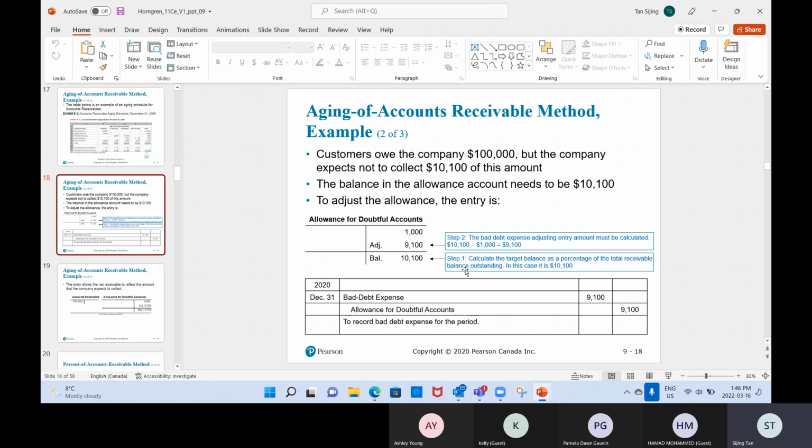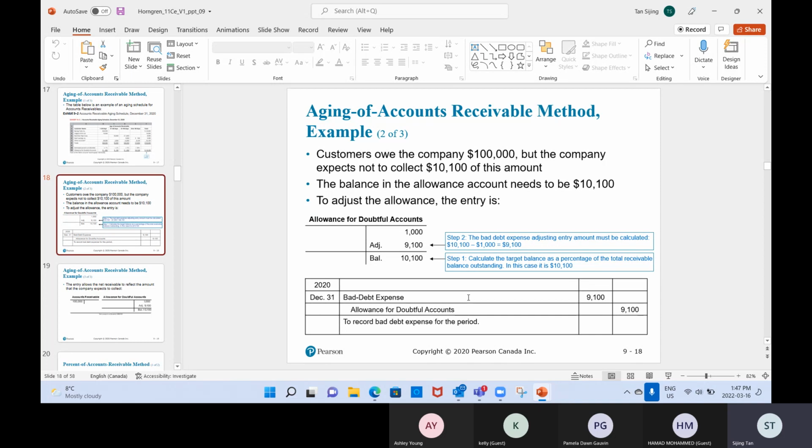The journal entry to make this allowance for doubtful accounts is debit bad debt expense, credit allowance for doubtful accounts. Okay, so remember, make sure that you know how to do this. You know how to make the calculation for the target of your doubtful accounts and do the adjustment. What is the total adjustment you need to do? And this number will go to your journal entry. So that is the question you need to understand. So that is for chapter 9.